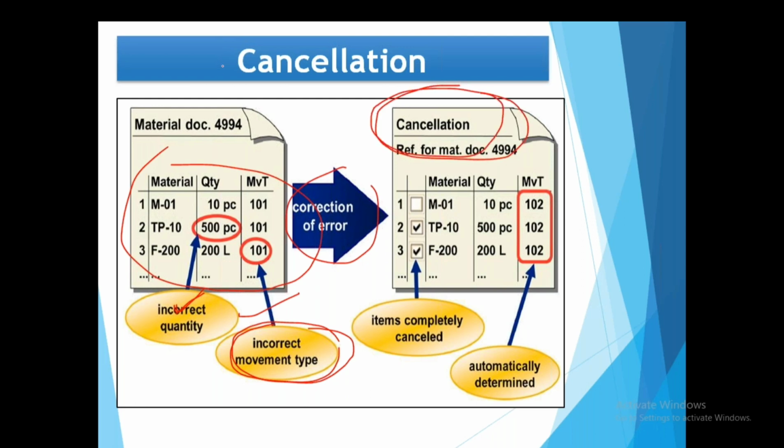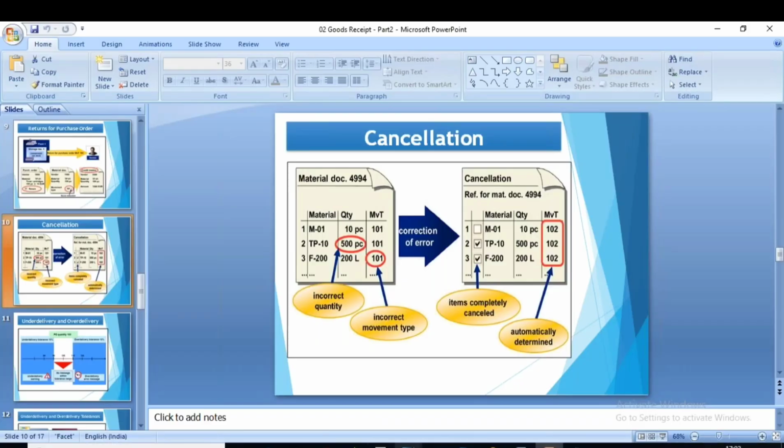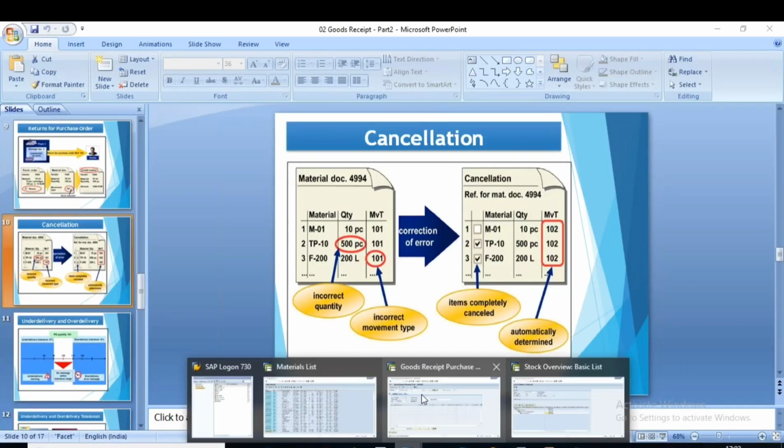So this is cancellation. This is not a return. Return is different, cancellation is different. Return means you are returning the stock to the vendor, but here you are just cancelling the material document, and again you will create the material document again. So basically it's correcting the errors. We will see how to cancel the material document. Now I'll create a fresh PO.